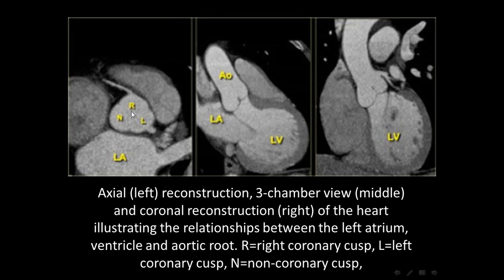Let's have a look at these images. This is an axial view. This is a three-chamber view, and this is a coronary reconstruction. Here we can see the left atrium, the aortic valve, almost the three cusps, and the coronary arteries originating from the right and left coronary sinuses. We'll talk about them shortly. This is the left ventricle. This is the outflow tract, aortic valve, proximal aorta.